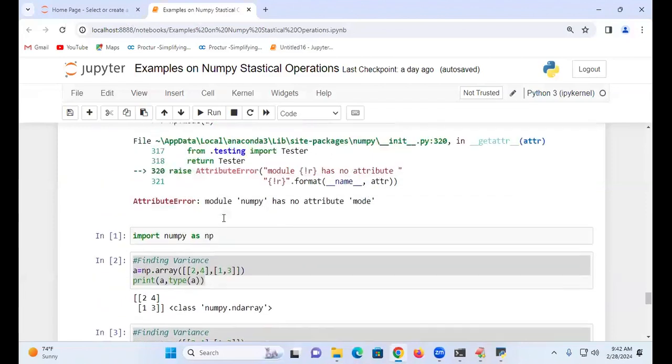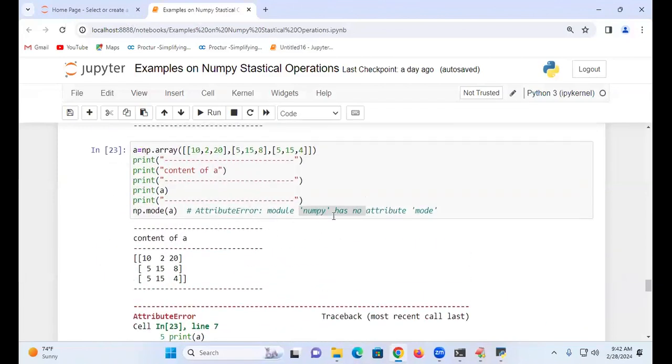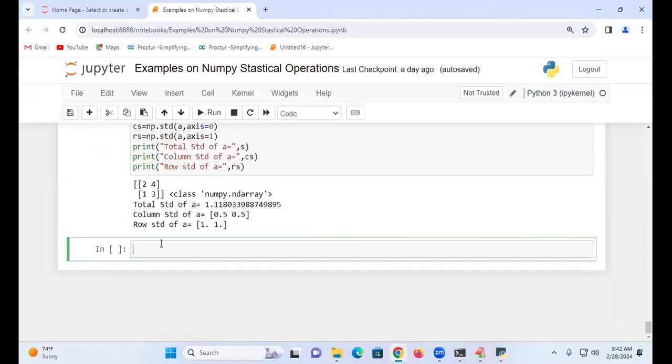As I already said to you, my dear students, yesterday only, I said that NumPy has no attribute called mode. Now it is going to introduce mode. Easy, it's not at all a big deal. Import statistics as what? Yes.